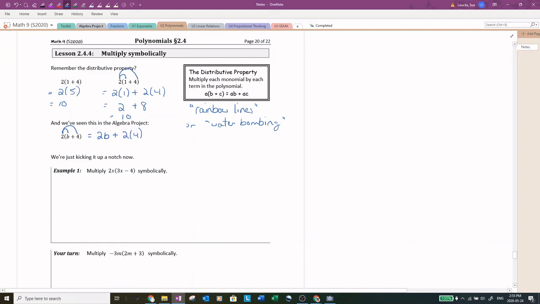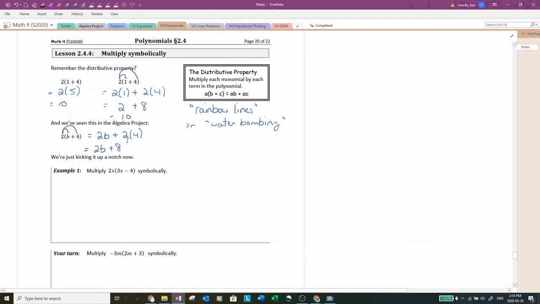So I need either the dot or you could use an x. I would suggest moving away from the x just because it could look like an x variable. Brackets are good, okay? And then this equals 2b plus 8.